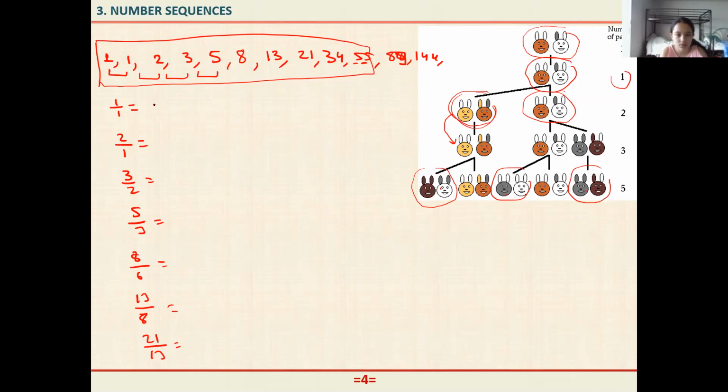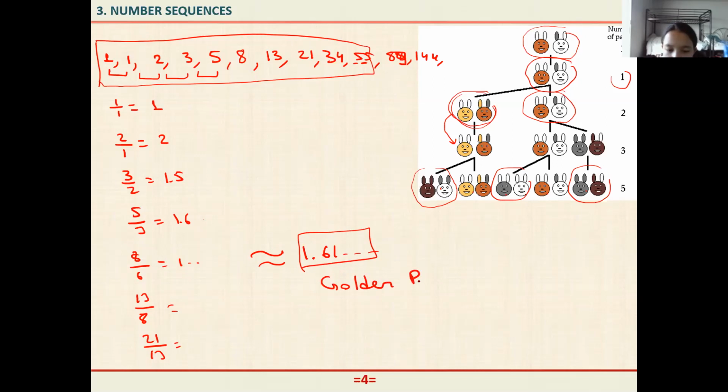Now here we know that that's equal to 1. This is equal to 2 over 1, that is 2. And this one is 1.5. This one is 1.6 something. And this one is 1 point something. All right. As you go further and further, you'll see that this ratio will get very close to a very special number, approximately equal to 1.61 something. Okay. In math, that ratio has a special name. We call this golden ratio.